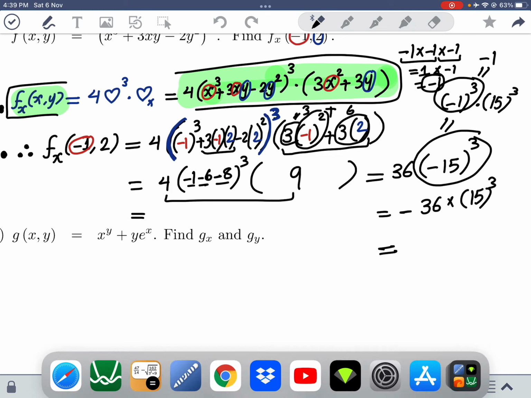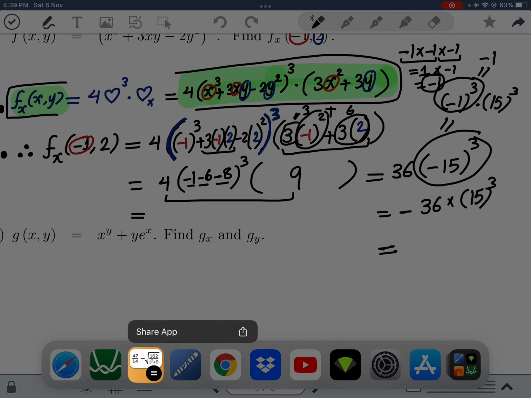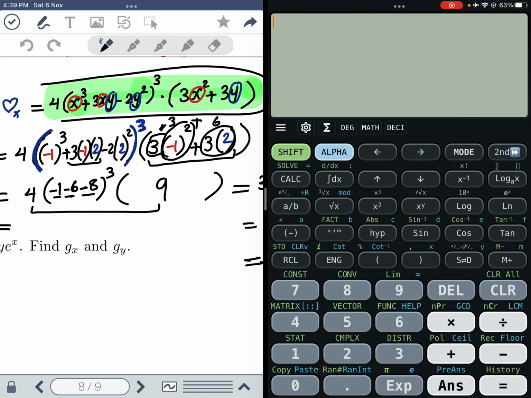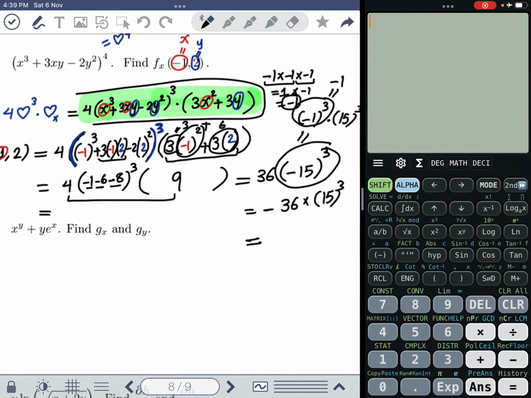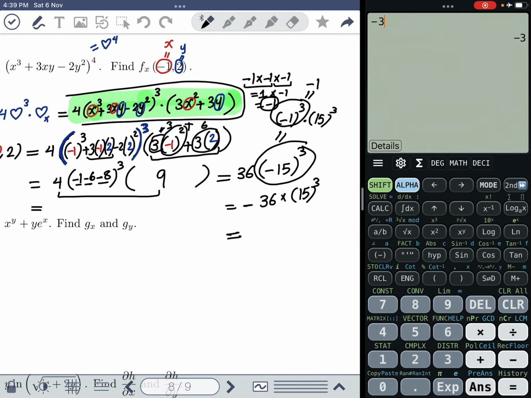I spent so much time to just show you this. Anyways, let's see how much this will be. Make the calculator just smaller and see. Minus 36 times 15 to the power 3 equals, so negative 121,500.